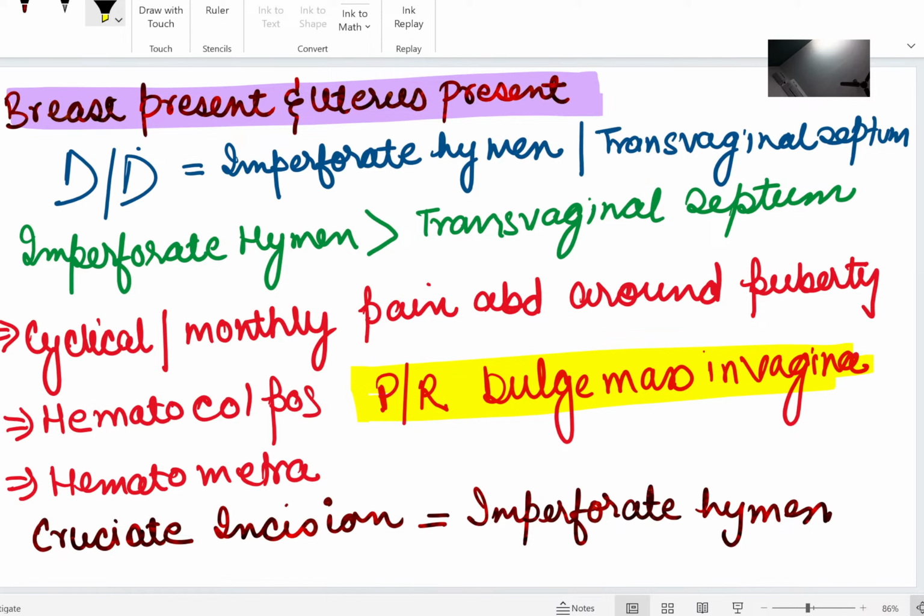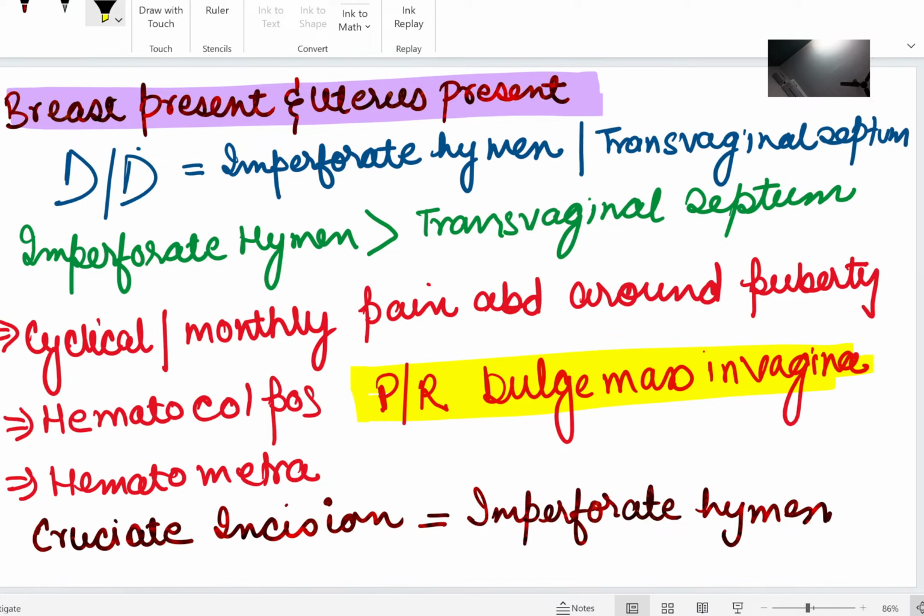Next, what is the history given by the patient? The history is cyclical, or you can say monthly, abdominal pain. The patient has imperforate hymen or transverse vaginal septum. In both cases, what is the history? You are asked quite frequently about the histories. The patient will have cyclical or monthly abdominal pain, and this pain will start at puberty. There is also hematocolpos.